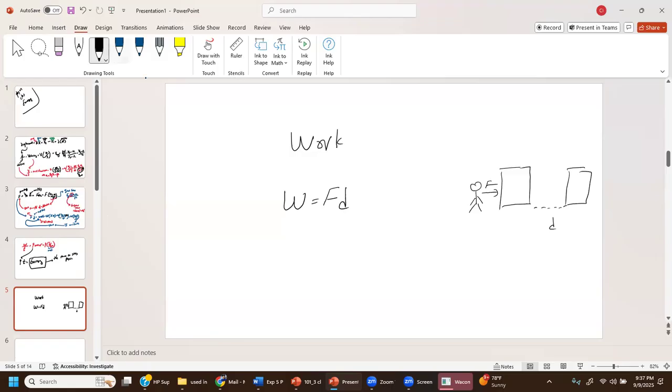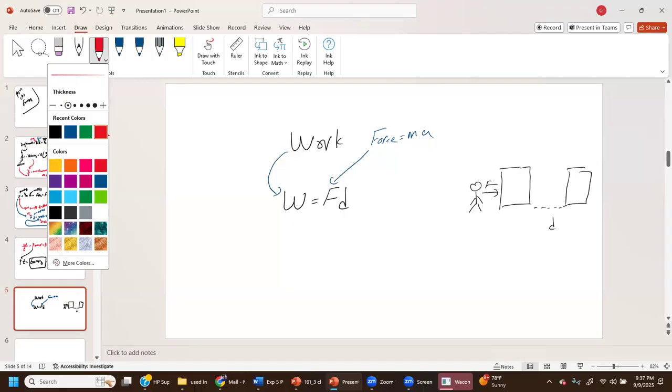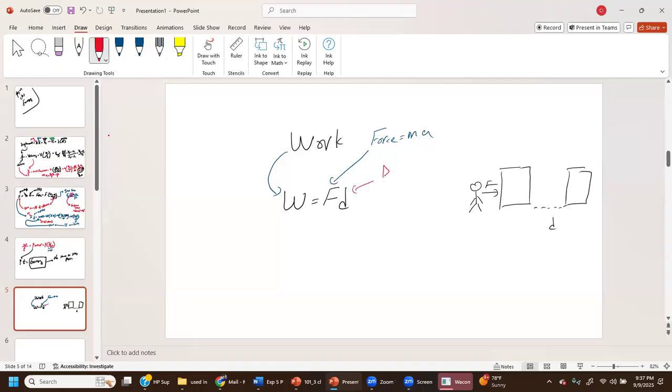So your work, that's going to be your W. Your F, that's your force, which is going to equal your mass times your acceleration. And we already defined the displacement as your change in position. In this case, it's going to be on the x-axis.